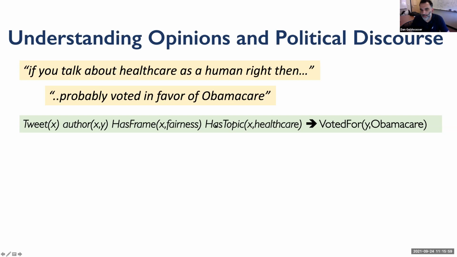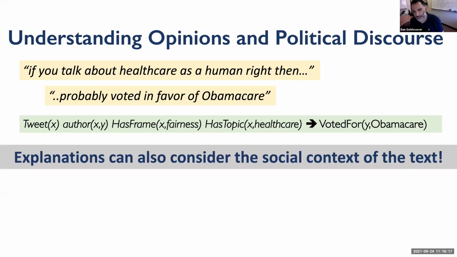In our neuro-symbolic view of the world, all of these elements are also embedded. So we also have an embedding for the topic healthcare, an embedding for the frame fairness, and also a relational embedding for a tweet having the frame fairness. I'll talk about it in a little bit more detail in the following slides.